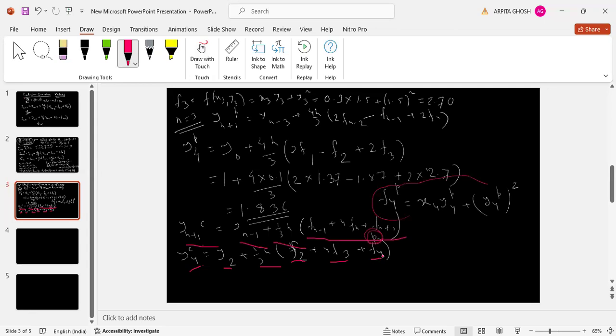f is given by x into y plus y square. So this is your x4 y4 plus y4 whole square. So x4 was 0.4, y4 predicted is 1.836 plus 1.836 whole square. Check it. Check the value. 1.836 whole square plus 1.836 into 0.4. Find out f4 predicted. ম্যাডাম এখানে y4 এর ভ্যালুটা কি হবে?